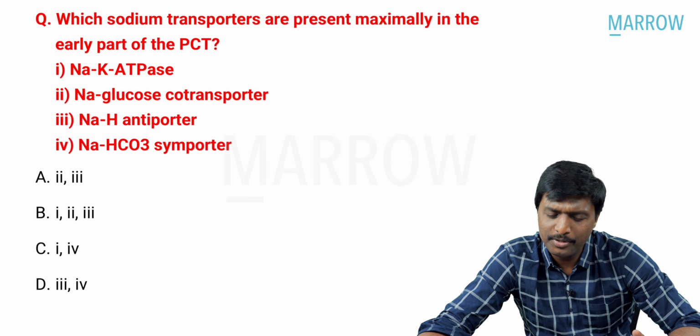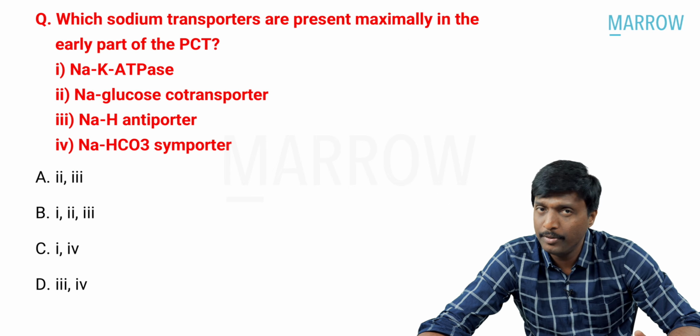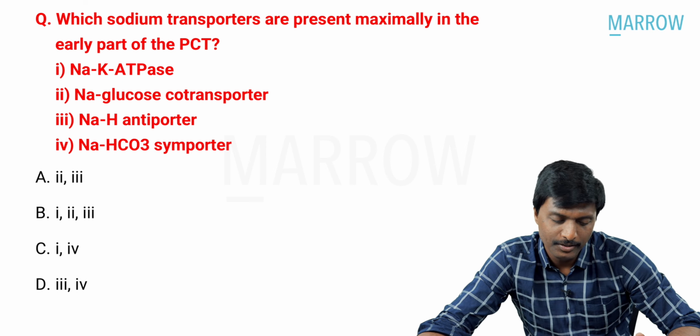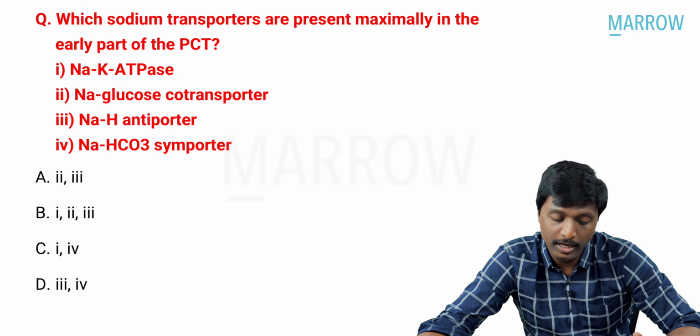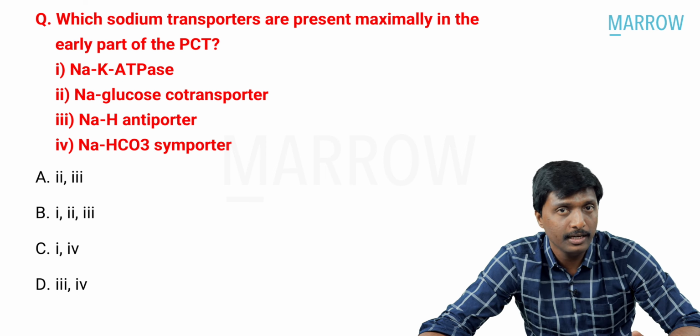Next question. Which sodium transporters are present maximally in the early part of the PCT? So four are there: sodium potassium ATPase, sodium glucose co-transporter, sodium hydrogen antiporter, sodium bicarbonate symporter. What do you think?